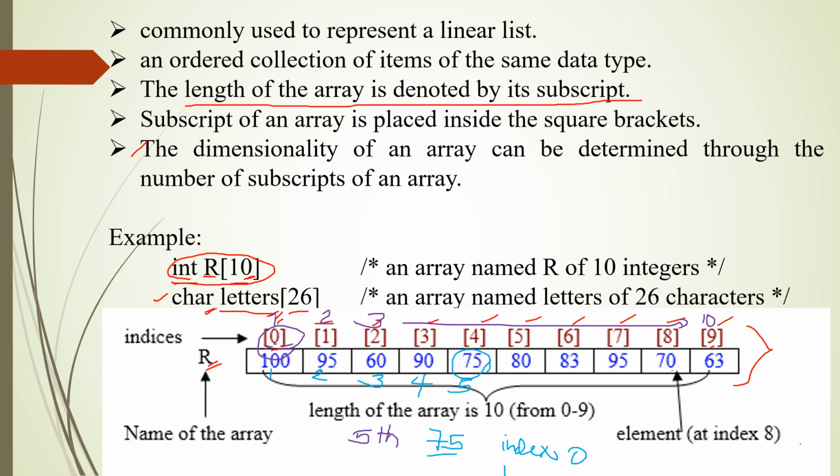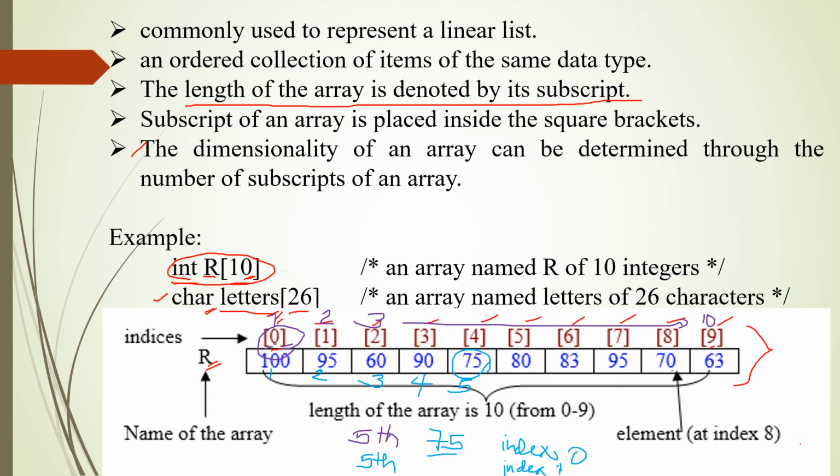However, if I would say that the starting index is at index 1, and I would refer to the fifth element, if our index starts from 1, then what will be the fifth element?